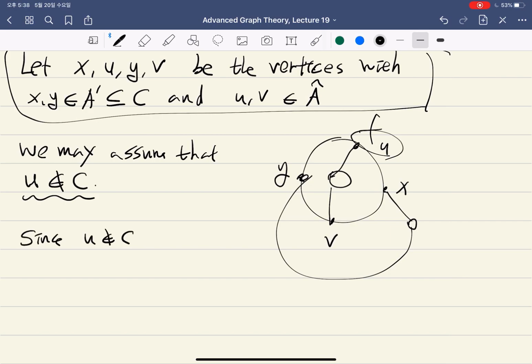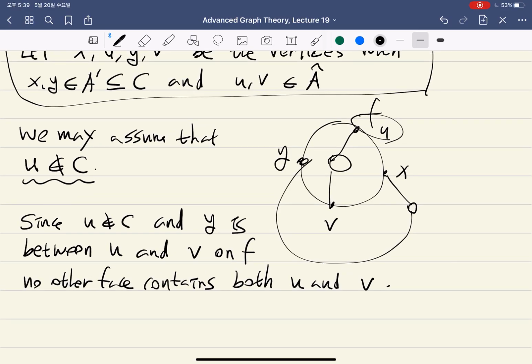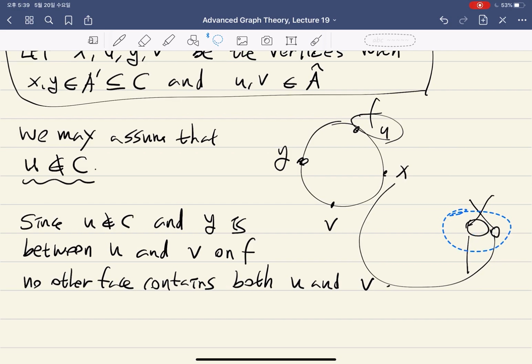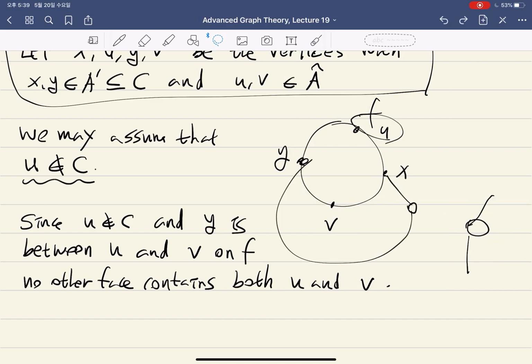And since U is not in C, and Y is between U and V on this F, no other face contains both U and V. So meaning that these fragments are not yet embedded. Wait, no, sorry. So this entire thing is how it's embedded in G hat. Entire thing is embedded.